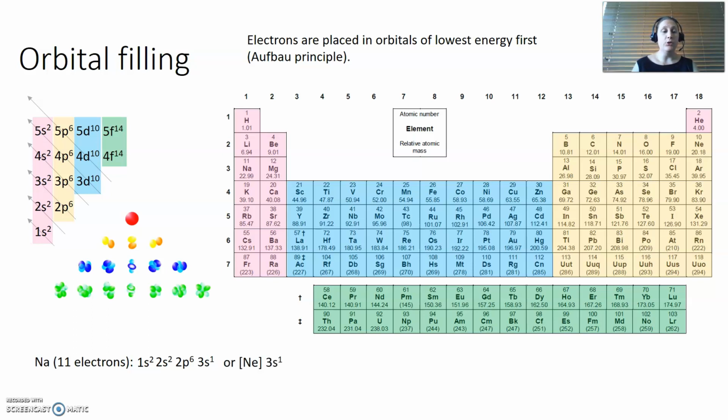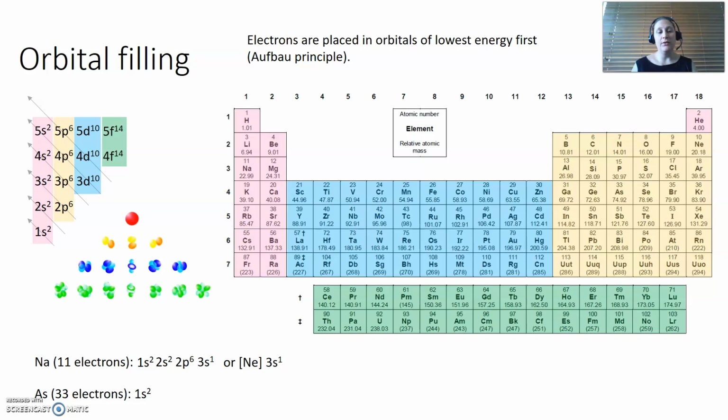If you like, as a shortcut, you can actually use this symbol which says the electron configuration of neon. So it's like saying, okay, it's the same as neon, and then an extra s electron, which is in the 3rd energy level. Because neon has the electron configuration 1s2, 2s2, 2p6, but instead of writing that, we can just write neon in those square brackets.